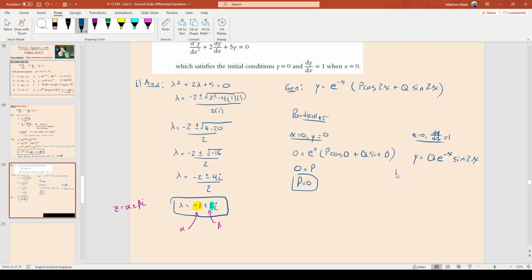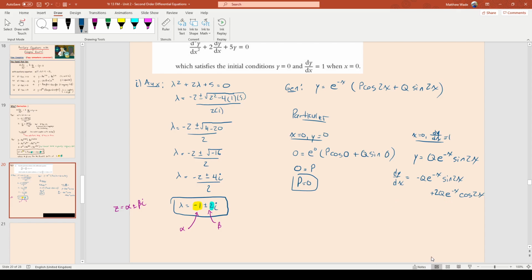So let's do it. dy dx. Here we go. Differentiate the first part, it's going to be minus q e to the minus x, keep the second part, sine of 2x. Plus, leave the first part, q e to the minus x, and sine differentiates to cos, so this is going to be cos of 2x, and chain rule is going to give the 2. So there's what you're going to get with that.